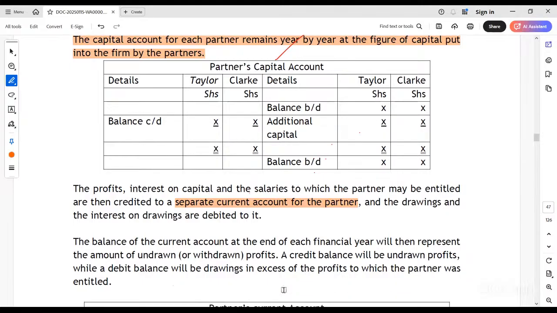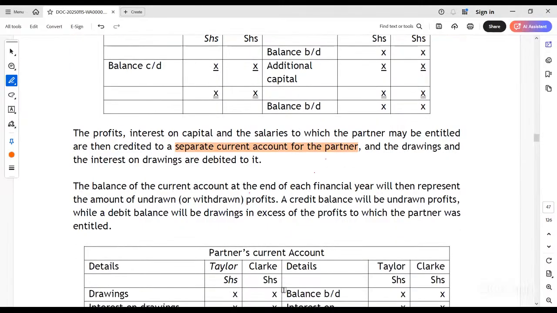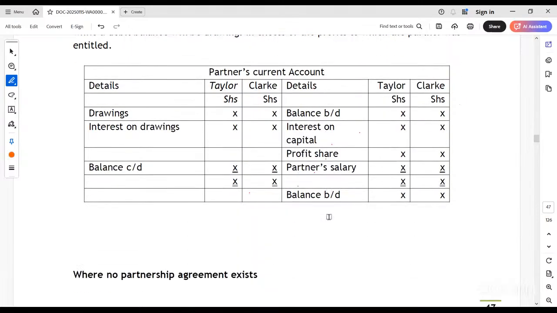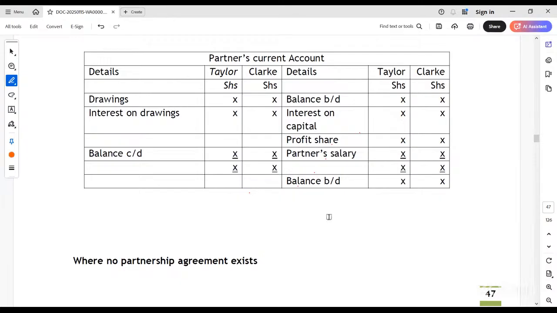So meaning that the current account can have either a debit or a credit balance. If it's a credit balance, then that represents the balance of undrawn profits. If it's a debit balance, then that will represent drawings in excess of profits to which the partner was entitled. This is the format of the partner's current account.